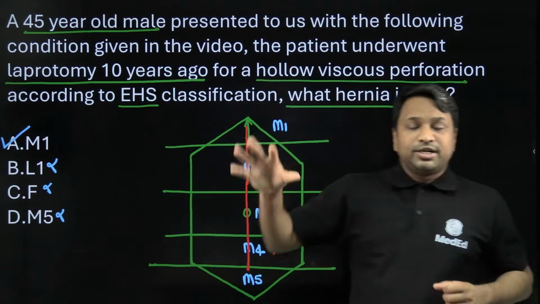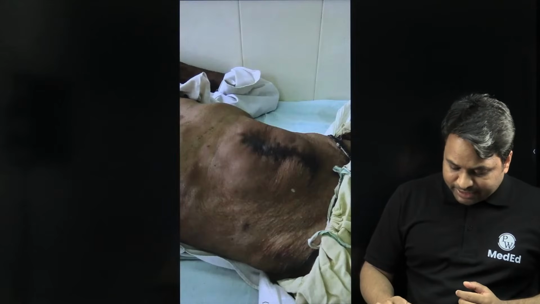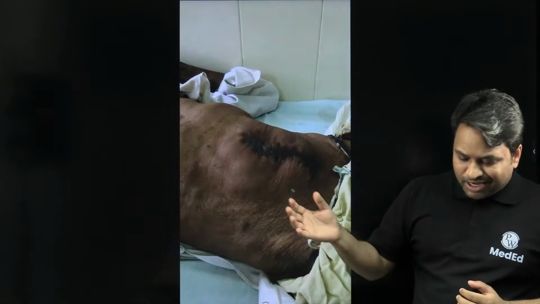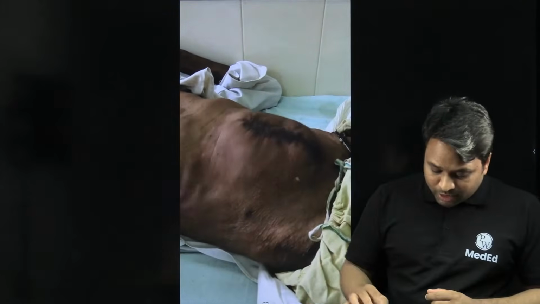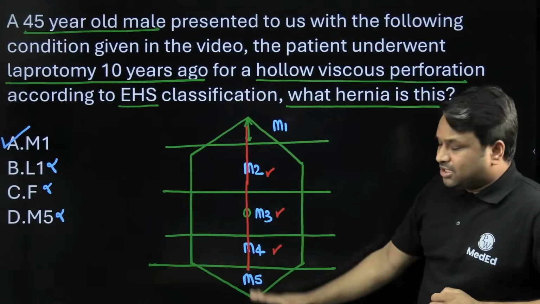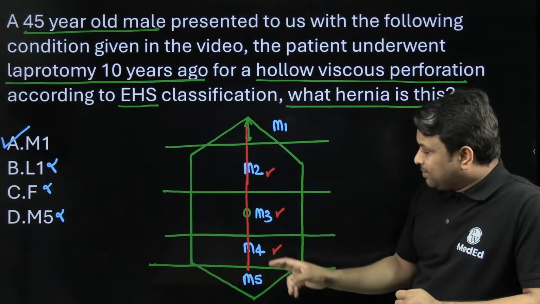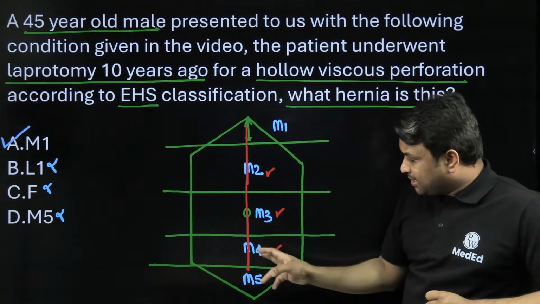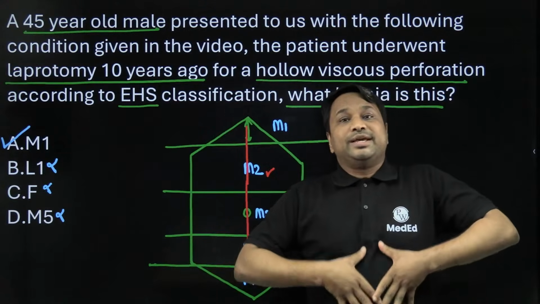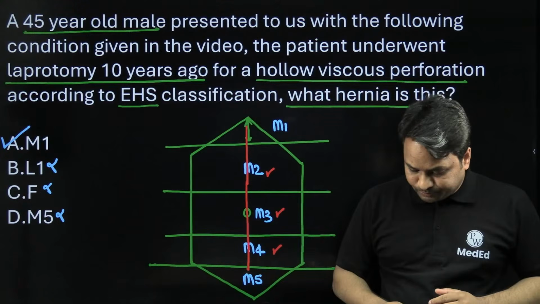Now, we have a patient with previous surgery of laparotomy, now presented to you with this presentation. Obviously, no pointers, easy to diagnose. This is an incisional hernia, but according to EHS classification, what incisional hernia is this? And we have given the EHS classification from midline. Subxiphoid is M1, then epigastric is M2, periumbilical is M3, hypogastric is M4, suprapubic is M5. Now here the swelling is more towards the M1, M2 area, so according to the options, M1 is a better answer, right?